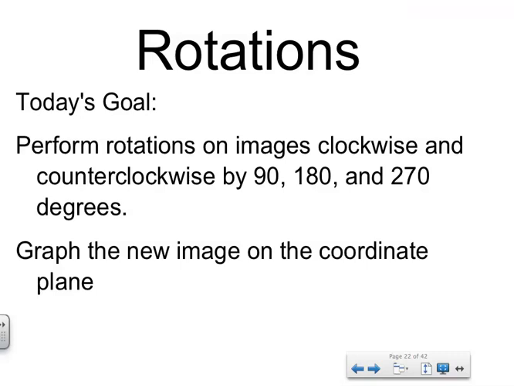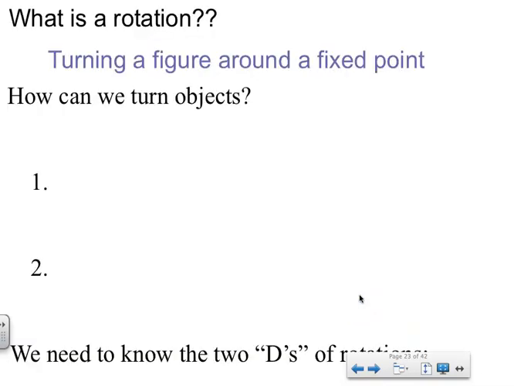Okay, so we're going to learn a little bit more about rotations in this video. We're going to perform rotations on images clockwise and counterclockwise by 90, 180, and 270 degrees, which we learned a little about in the first video. And then we're going to graph the new image on the coordinate plane. So we're going to get more into looking at the coordinate plane with the grid.